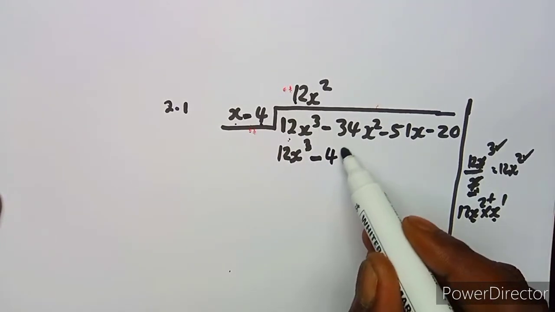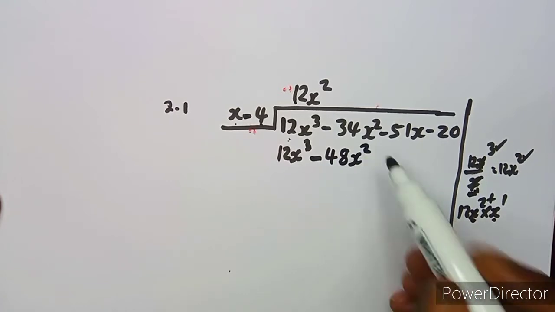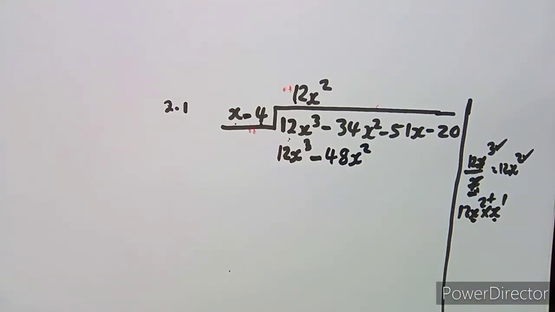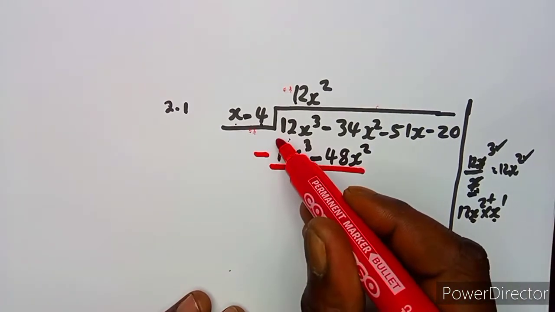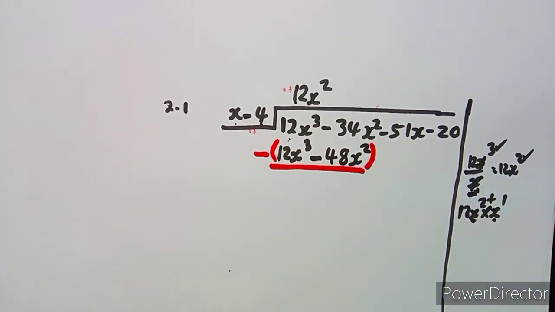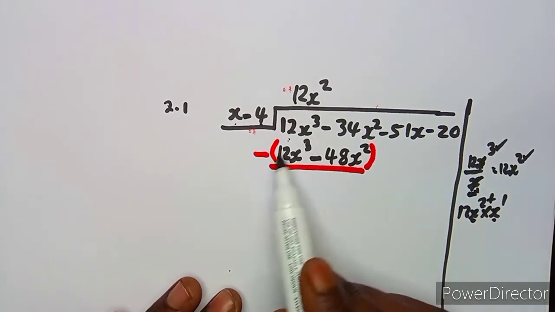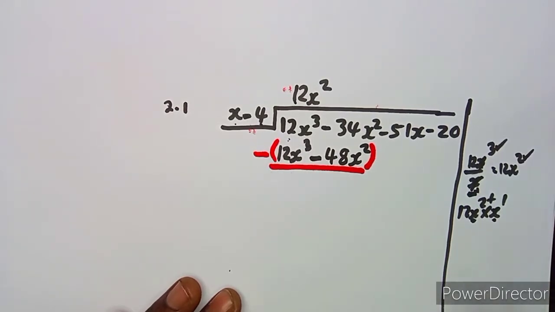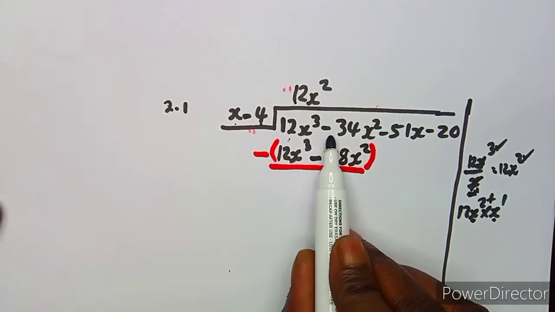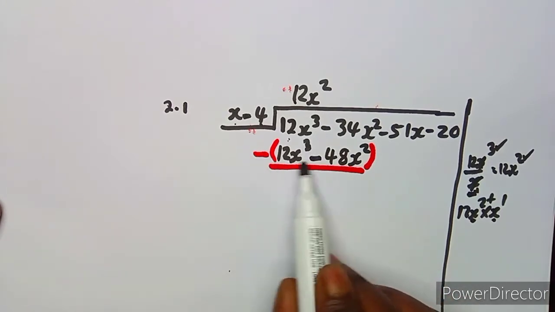So it's going to be minus 48x squared. All right, so guys, we know the concept that at this stage we have to subtract, so that we'll see what we are going to have from the two. So let's subtract: 12x cubed minus 12x cubed is 12 minus 12, that is 0, as you can see. So you've got minus 34 minus 48.